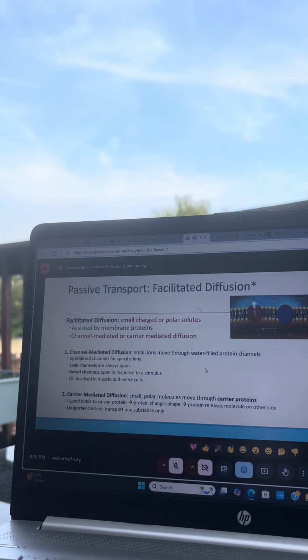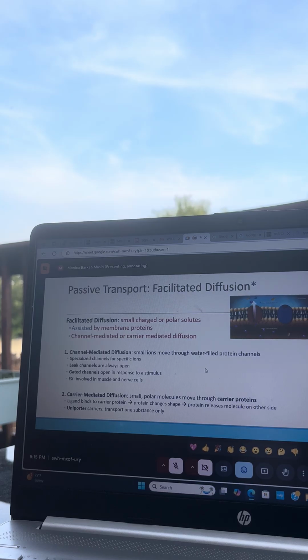What is facilitated diffusion? Small charged and polar solutes are assisted by membrane proteins, channel mediated or carrier mediated diffusion, to go through the cell membrane into the cell and out. Okay, so that means you need to have a membrane protein or a carrier protein for the movement of those particles. Any example?